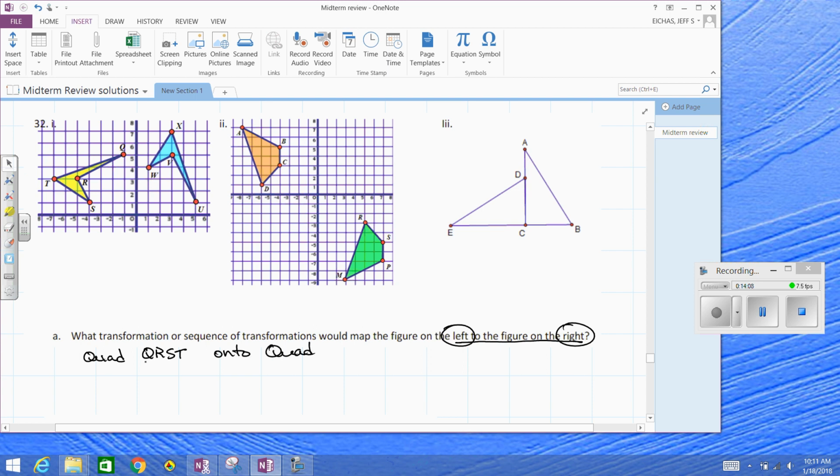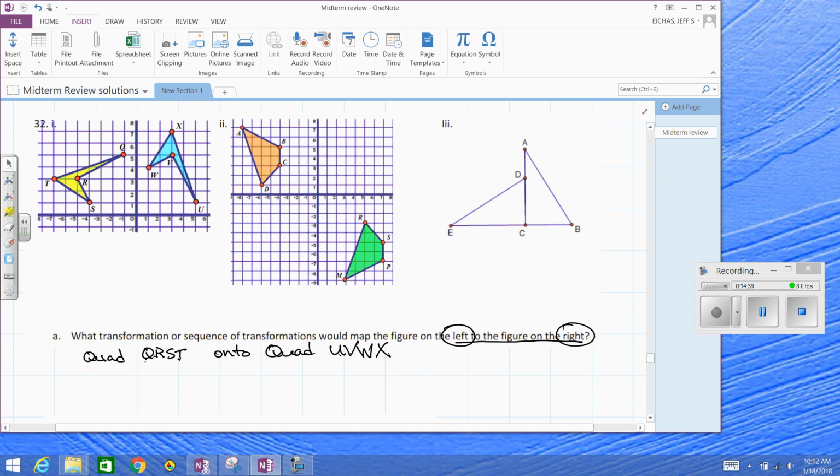So Q should go to U is what it looks like to me. R looks like it should go to V, S to W. I'm guessing that from the look of the angles. And then of course the sides, you've got to make sure that corresponding parts match up. And it looks to me like T and X are corresponding. So we've got to find a way to map Q to U, R to V, S to W, and so forth.